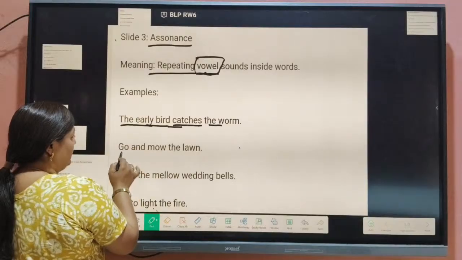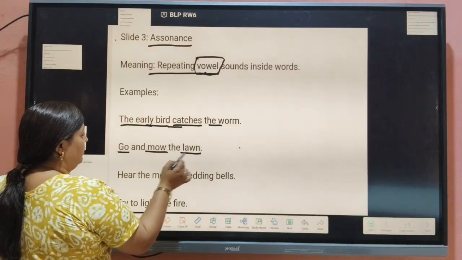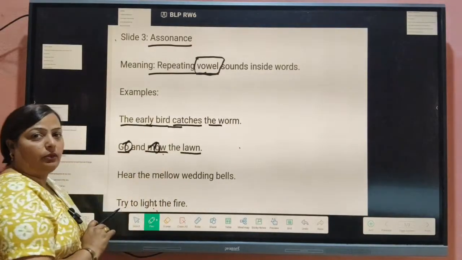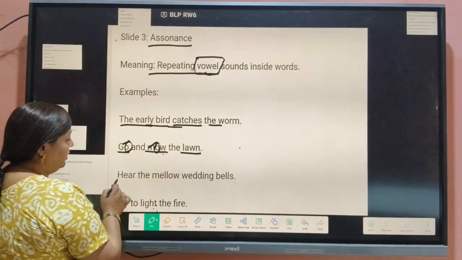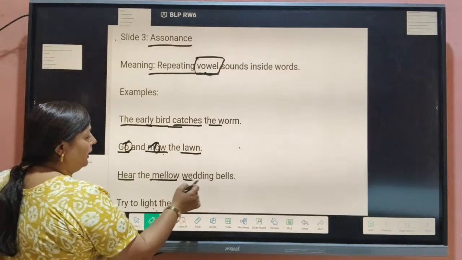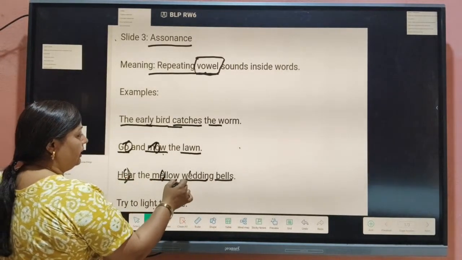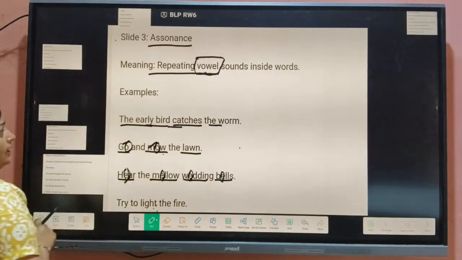Here in this sentence you can understand properly: go and mow the lawn. Here the O sound is repeated, that is a vowel sound. That's why here is assonance. And here also, the mellow wedding bells. Here the E sound is repeated. In this way, here is assonance.